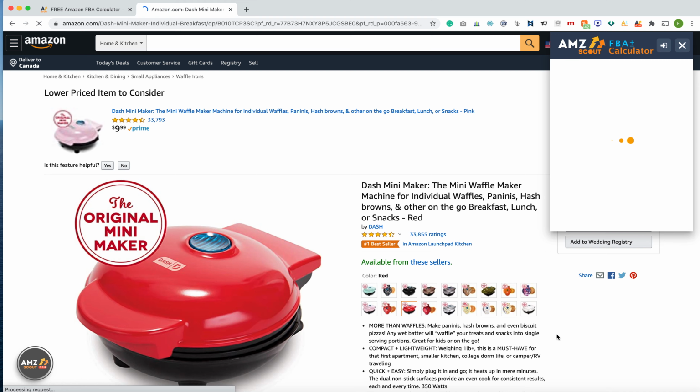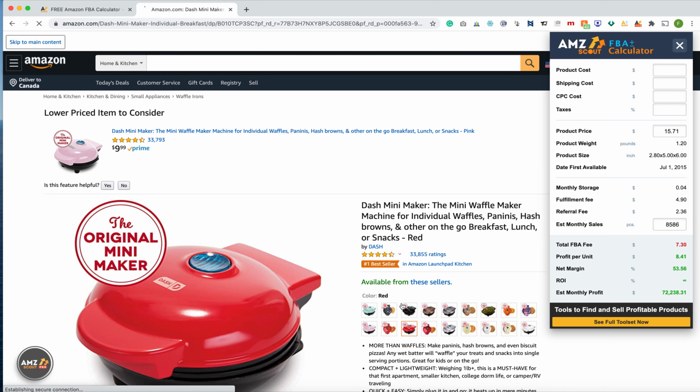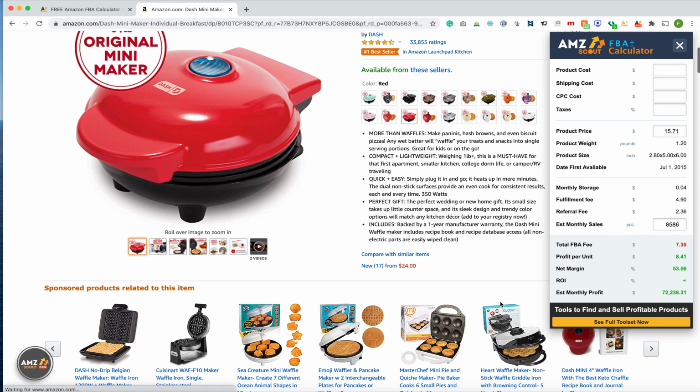How many they sell, what is the original cost, how much in fees they're paying. So they sell around 8,500 a month. These are the fees that are taken by, what do you call it, and everything they pay for by Amazon and other fees. Total fees, net profit per item is $8.41, net margin, and their monthly sales around $72,000.